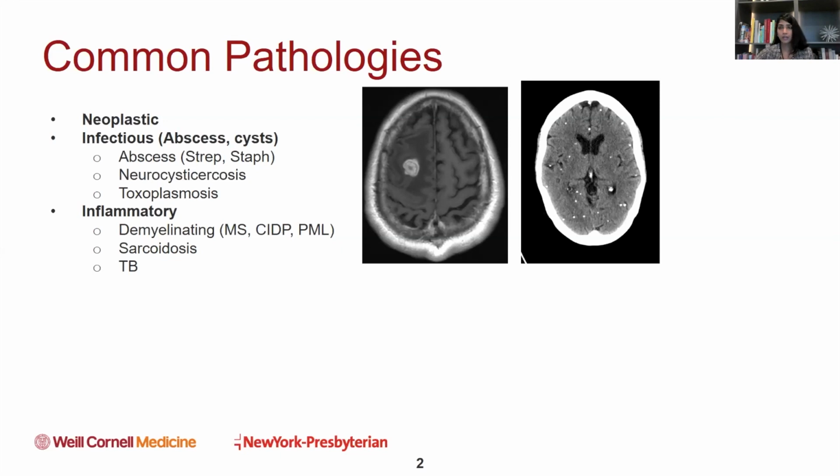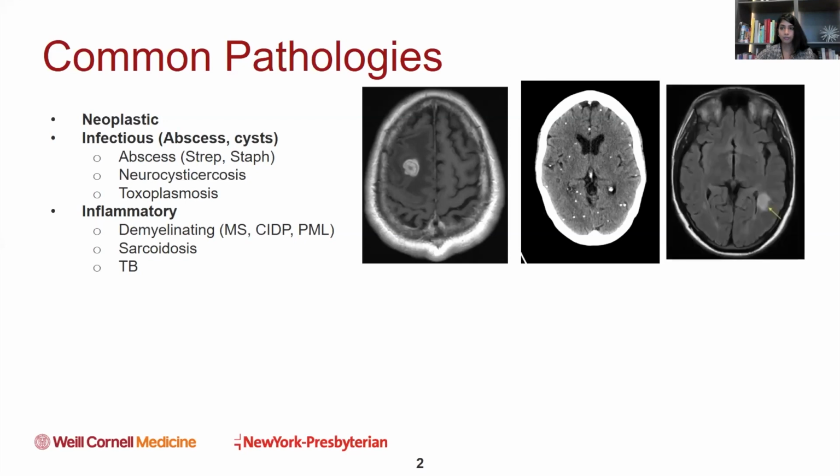Inflammatory, so very common to have inflammatory pathologies. Demyelinating with MS is the most common. We see PML associated with HIV. Sarcoidosis should always be in the differential for intracranial pathologies if we're not quite sure what's going on. And tuberculosis can cause a leptomeningeal inflammatory pathology as well.